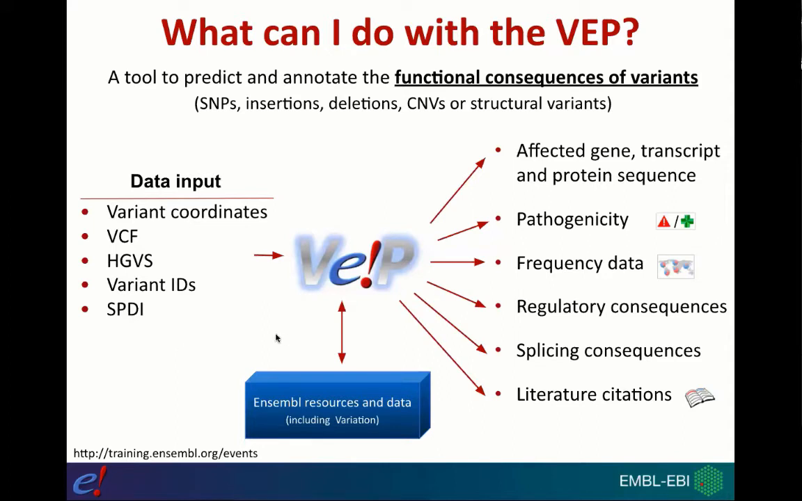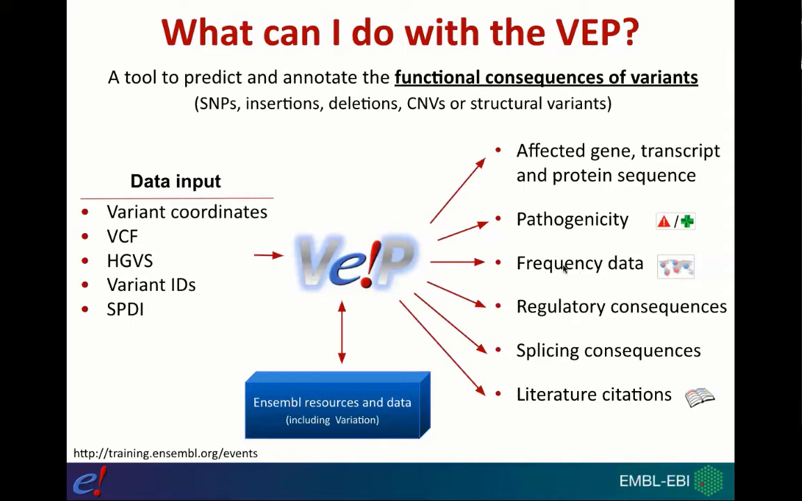So what the VEP will do is it will take your list of variants, one by one, and for each of them, it will map that variant on the genome in the context of the Ensembl genes that we have annotated in that region, and it will make functional consequence predictions against the gene, transcript, and protein sequences. You can also use the VEP to retrieve pathogenicity predictions, such as SIFT and PolyPhen scores.